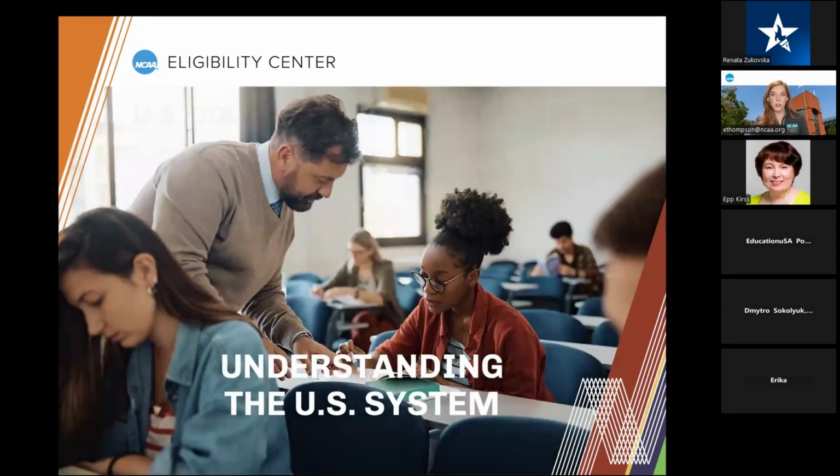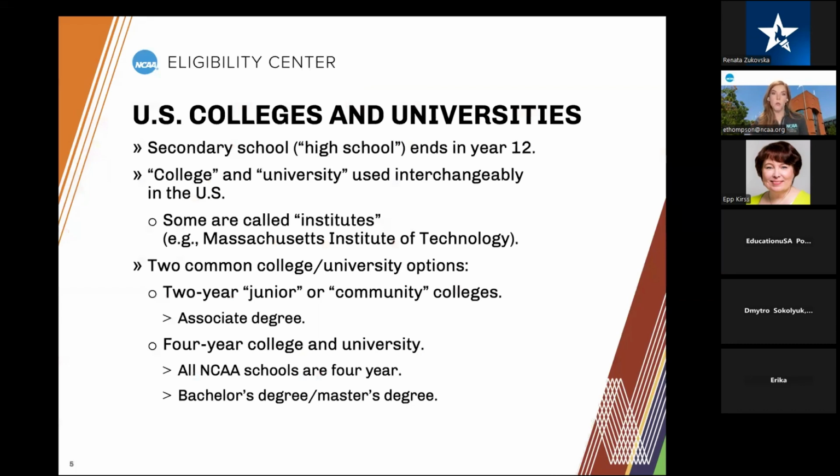Understanding the US higher education system. Most times in the US, a university is referred to as a college or university. Secondary school or high school in the United States typically ends in grade 12, and then students go on to various different forms of college or university. We use those terms interchangeably here. Some colleges or universities are also called institutes. An example of that would be MIT, or Massachusetts Institute of Technology. That is a very prestigious university that just happens to be referred to as an institute.